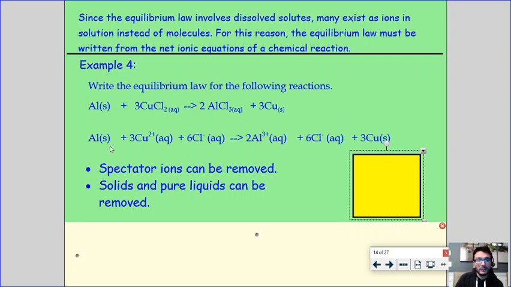So aluminum doesn't, copper ions, nope, they're okay. We have chloride here, chloride there. So we're going to remove those spectator ions, and then we can say our products to whatever exponents they have, our products over reactants is then our KEQ expression. Take a second and think about, you might want to pause the video. What is the KEQ expression for this net ionic equation?